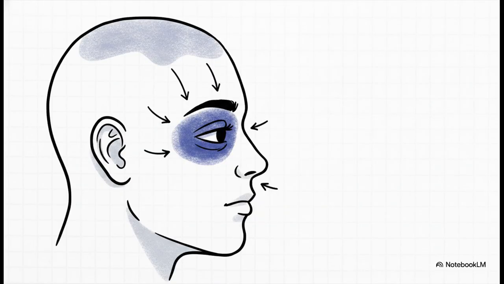But wait, it gets crazier, because infections aren't the only things traveling through this loose layer. The tissue is so spongy that if you take a hard hit to the top of the head, blood can collect and spread completely freely throughout this layer. But then, gravity takes over.